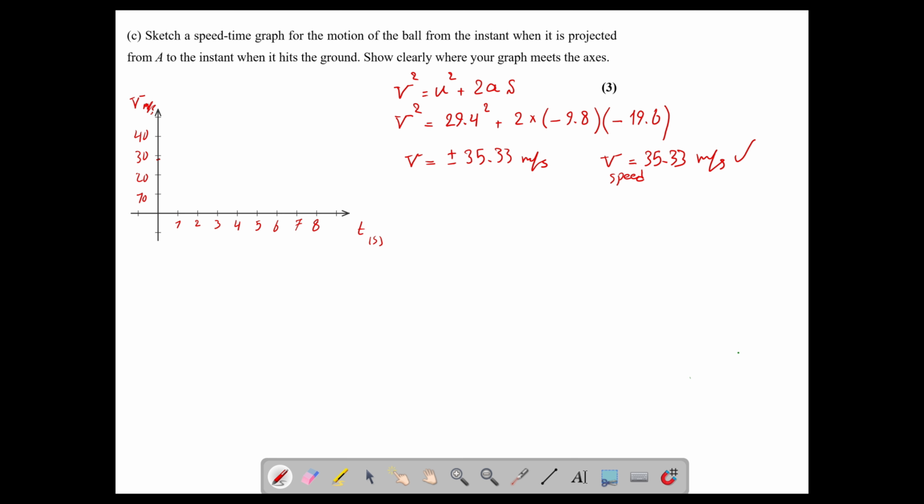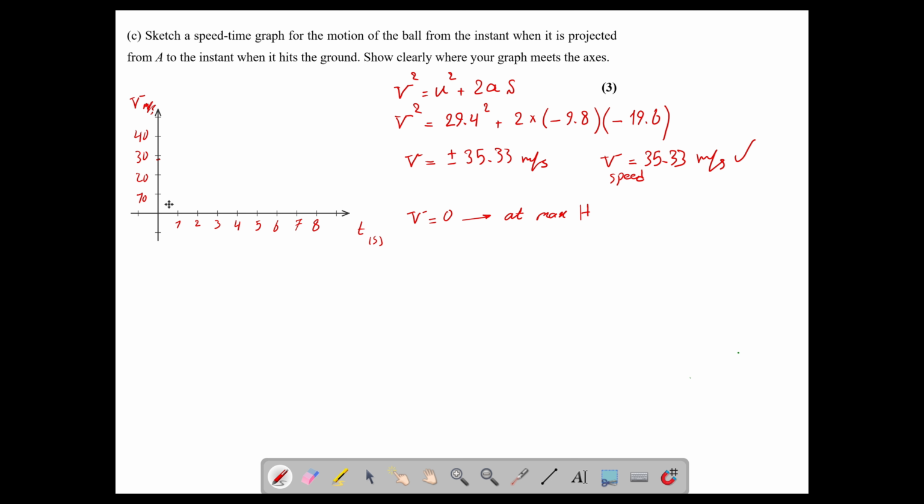Okay, now we are going to find the time that we reach the maximum height and the time that we hit the ground, and then draw the graph. Okay, when the ball reaches the maximum point, change the color, velocity will be 0 at maximum point.